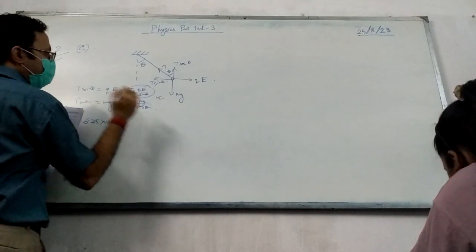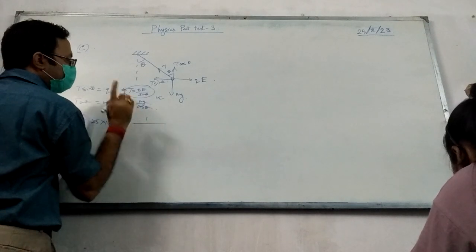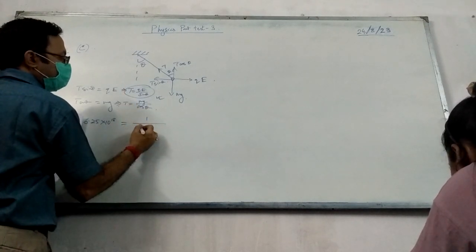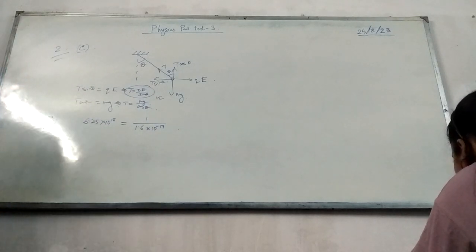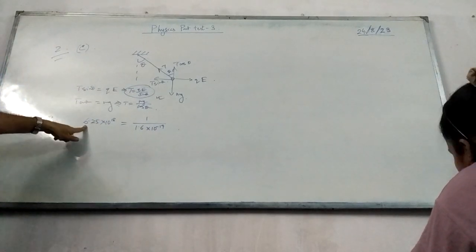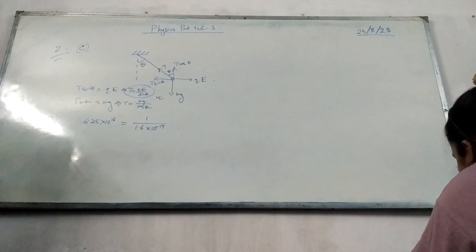How does this come? 1 coulomb of charge divided by the charge on one electron. That is 1.6 into 10 to the power -19. Okay? So if you do this, you are going to get near about 6.25 into 10 to the power 18. Clear?